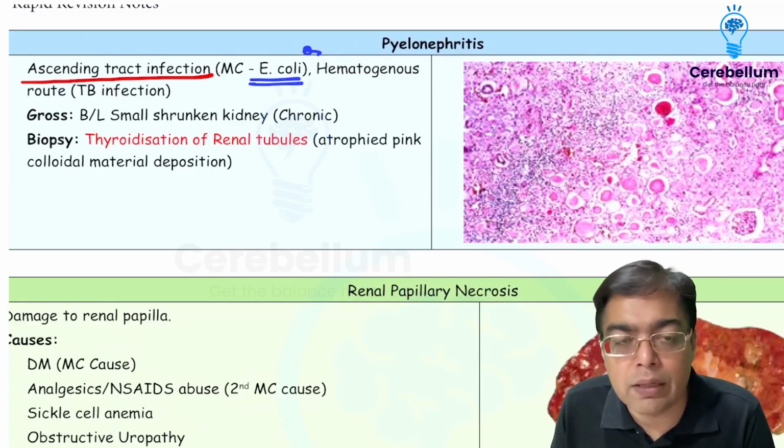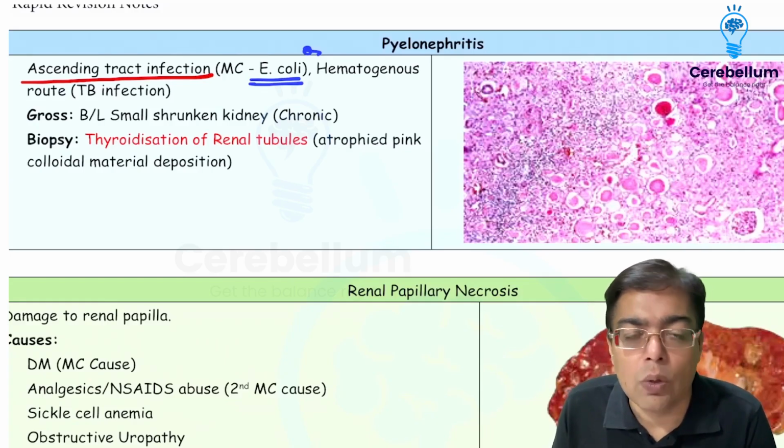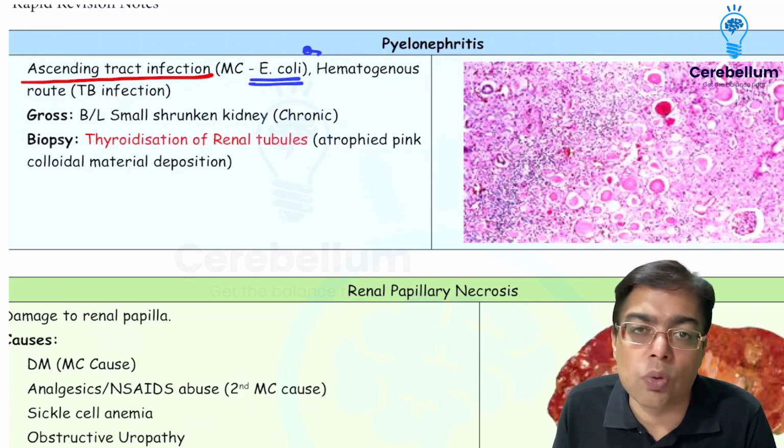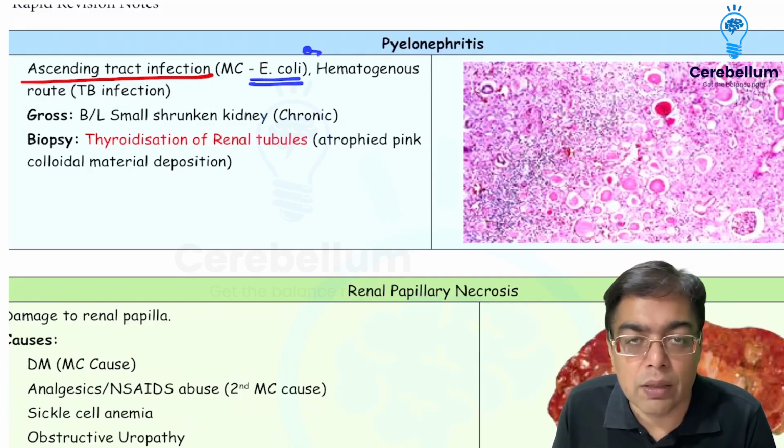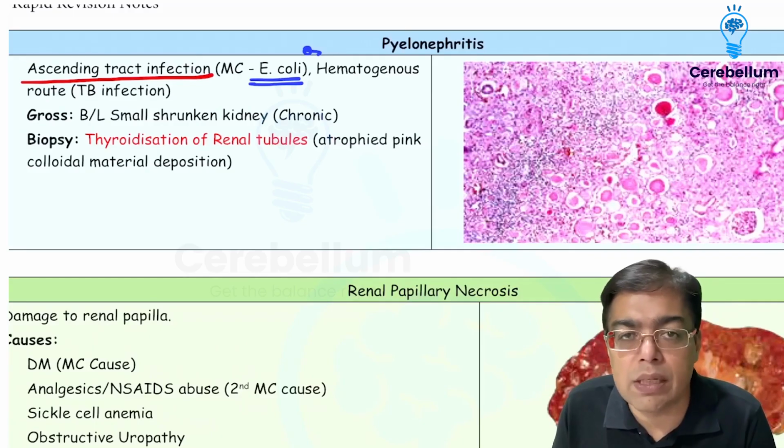May I remind you that in a patient having pyelonephritis, we are going to have the presence of a shrunken kidney that can be seen grossly. Both the kidneys are shrunken, but there is going to be asymmetric shrinking of the kidney. Urine examination of patients is going to show the presence of WBC casts.